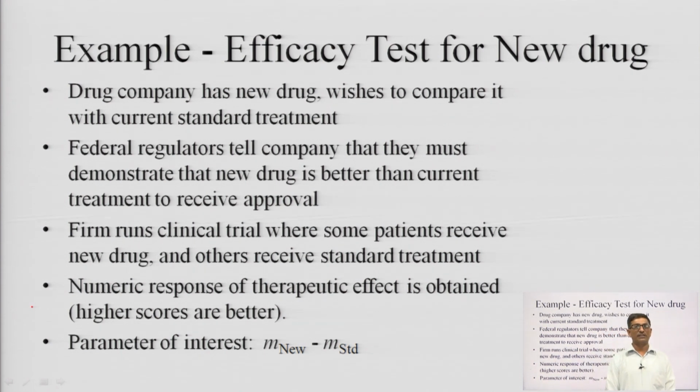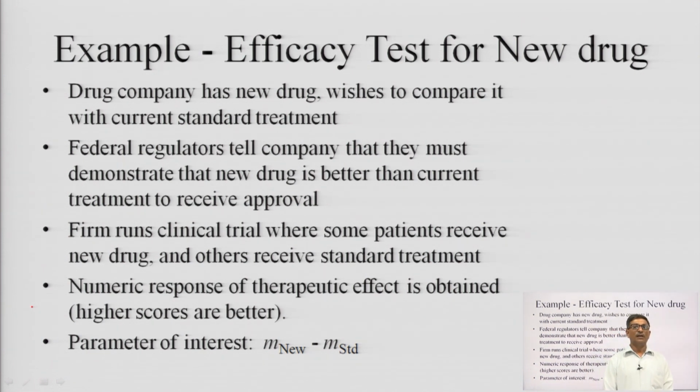In the testing of hypothesis, we have different steps to test a hypothesis, and I will explain all the steps with this example. We want to test the efficacy of a new drug. For this, a drug company has a new drug and wishes to compare it with the current standard treatment. Federal regulators tell the company that they must demonstrate that the new drug is better than the current treatment to receive approval.